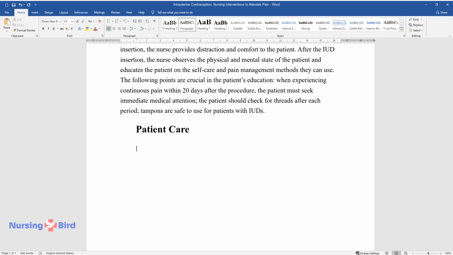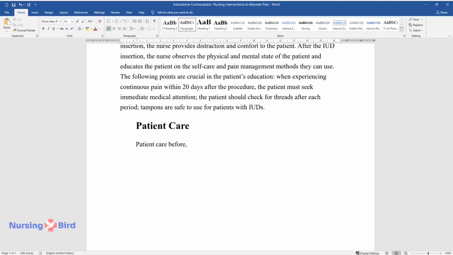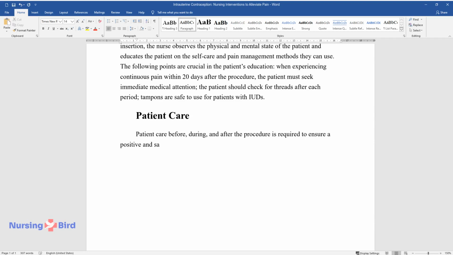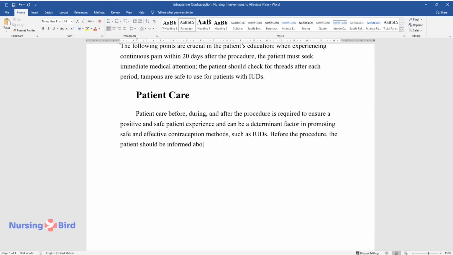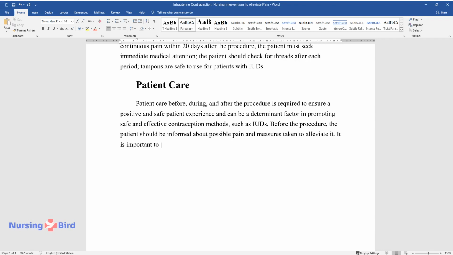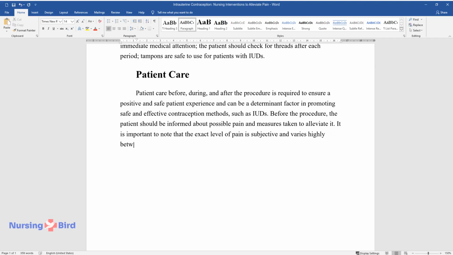Patient care. Patient care before, during, and after the procedure is required to ensure a positive and safe patient experience and can be a determinant factor in promoting safe and effective contraception methods, such as IUDs. Before the procedure, the patient should be informed about possible pain and measures taken to alleviate it. It is important to note that the exact level of pain is subjective and varies highly between patients.